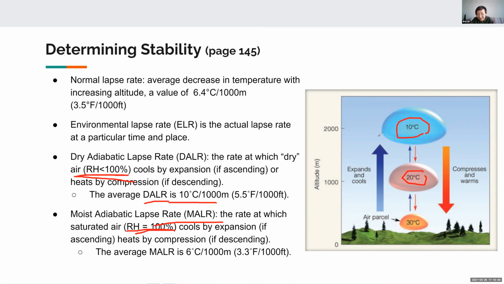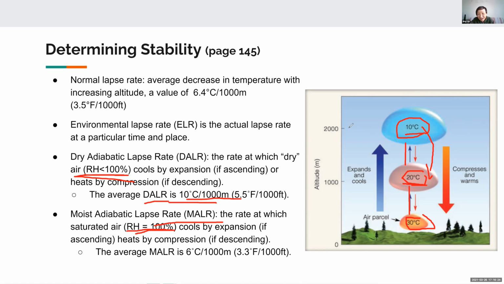So you can see this air parcel is not saturated. So at the ground it is 30 degrees Celsius. When you go 1,000 meters above, because this rate is 10 Celsius every 1,000 meters, right? So the air temperature becomes 20. Another 1,000 becomes 10. But when you go down, you need to add.